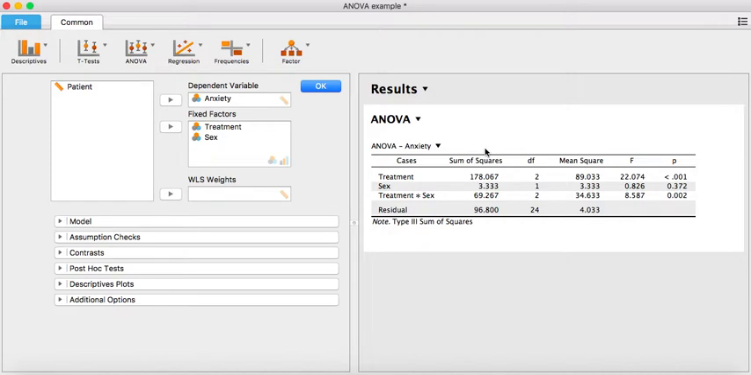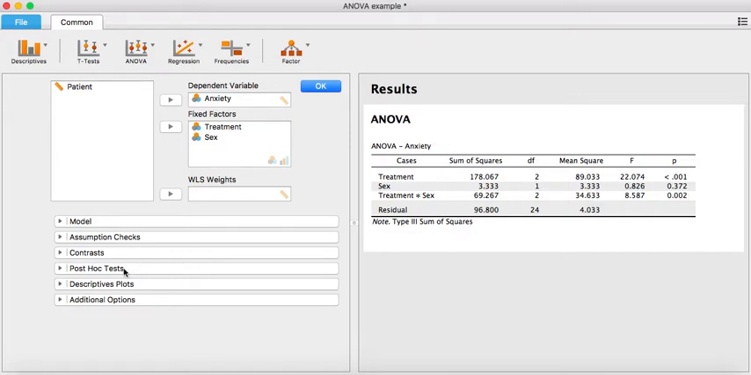What this is telling us, if we look at our p-values, is there is a main effect of treatment because our p-value is less than 0.05, which is our alpha. Now it looks like as far as sex that there is not a difference between men and women in their anxiety levels. However, when we look at the interaction between treatment and sex on anxiety, there is a significant difference. So what does that mean? Well, let's run a post hoc test as the next step to see where these differences are.